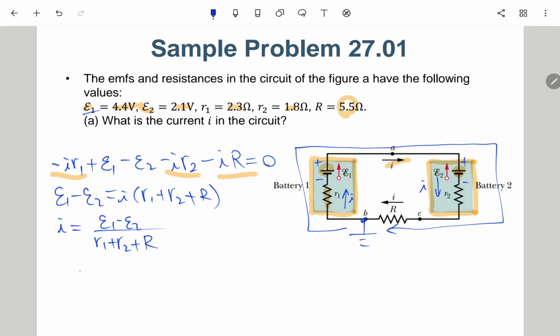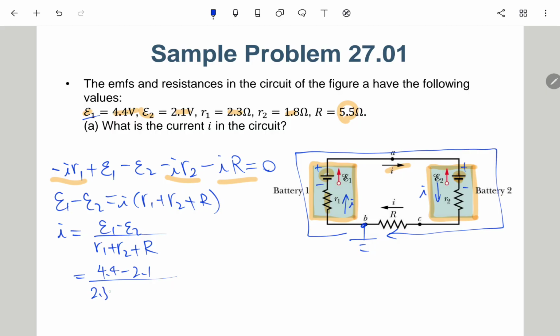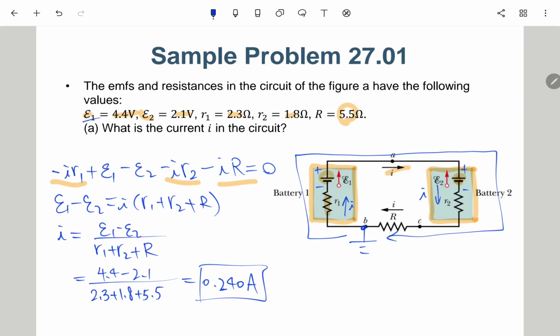So here we can just plug in every value. 4.4 minus 2.1 all over 2.3 plus 2.3 plus 1.8 plus 5.5 to be 0.240 A. Okay, so this is the current I. For a single loop circuit, this is extremely easy.